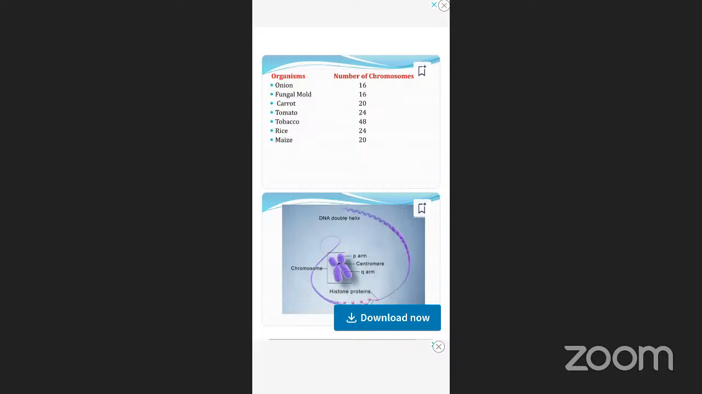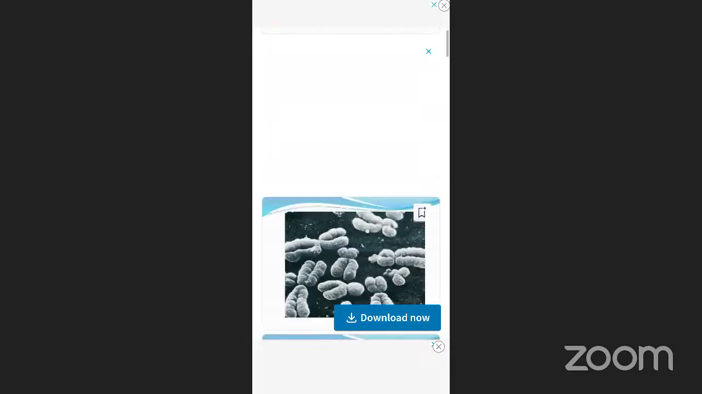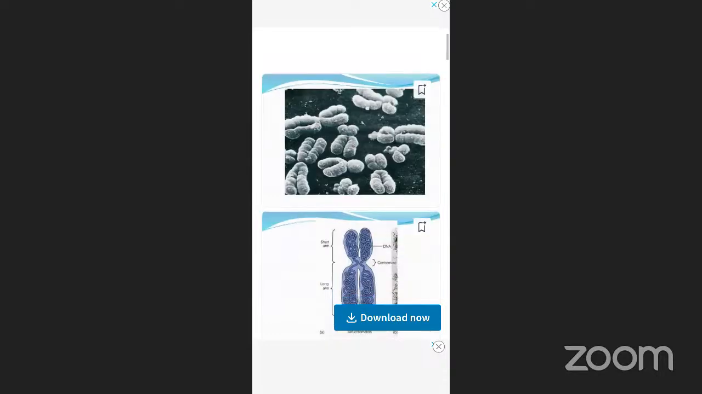This is the structure of the chromosome, the double helix of the chromosome. See this diagram related to chromosomes. The P arm and Q arm are constricted and linked at the centromere. This is the DNA double helix. These are the differences of the chromosomes.